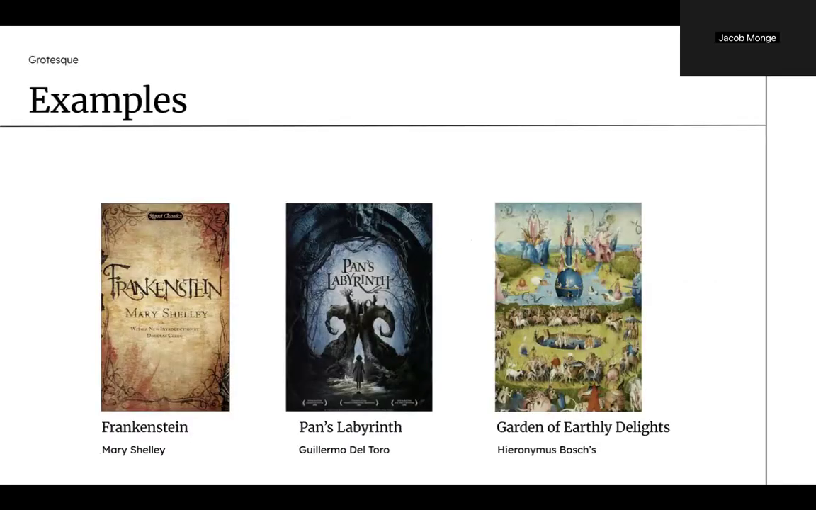The first example I'm going to be going into is going to be Mary Shelley's Frankenstein, which is obviously the story of Frankenstein, which we know he's a monster, but also he's this lovable character.